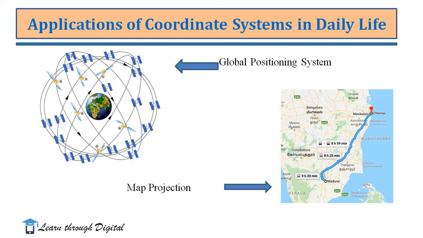Another application is map projections. Generally, when we want to reach any unknown location, immediately we access Google Maps, we seek the help of Google Maps. So, map projection is one of the important applications of coordinate systems in our daily life. Map projection is a technique used to map any 3D curved object on a flat 2D surface.